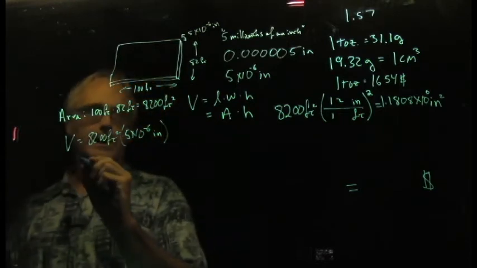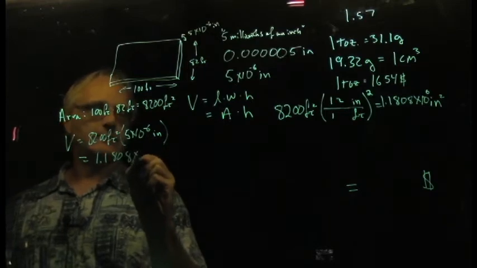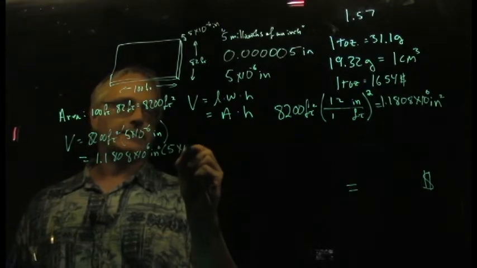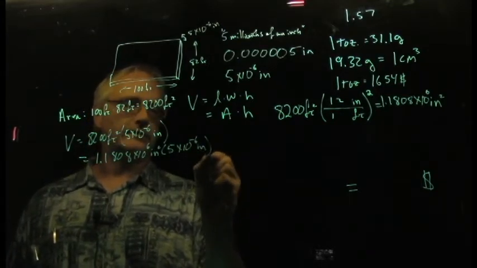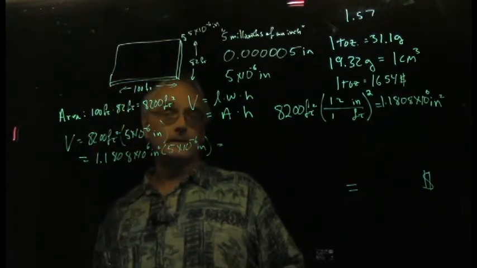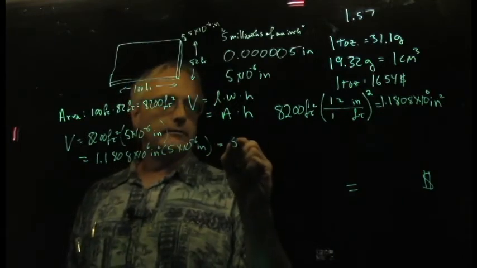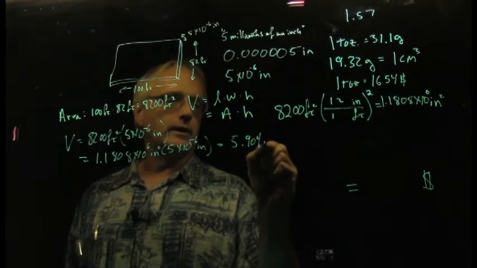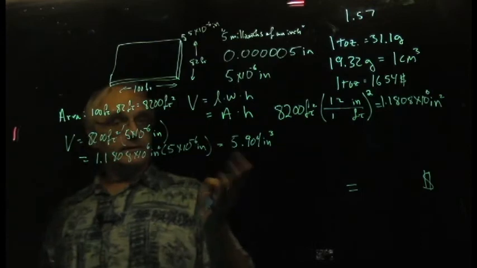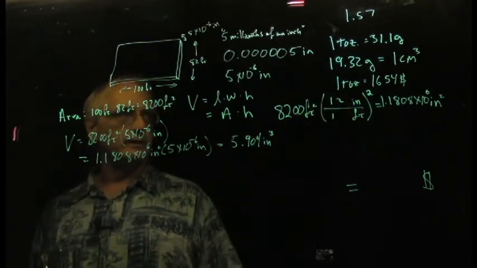Okay? 1.1808 times 10 to the 6 square inches times 5 times 10 to the negative 6 inches. Square inches, inches. Yes, I am going to come out with cubic inches, a volume unit, kind of how it ought to work. And the value is 5.904 inches cubed.